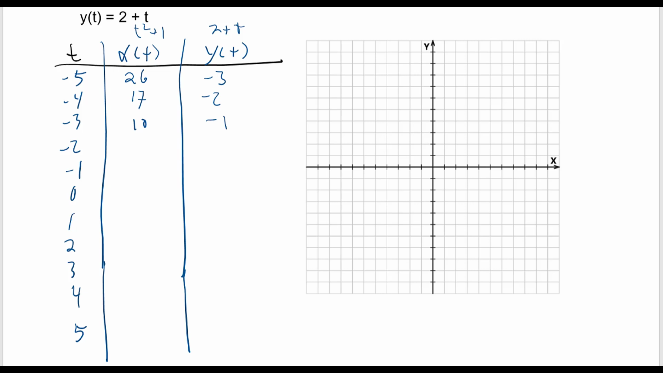-2 squared is 4, plus 1 is 5. -2 plus 2 is going to be 0. -1 squared is 1, plus 1 is 2. And then 2 plus -1 is just 1. And then 0 squared plus 1 is 1. 2 plus 0 is 2. 1 squared plus 1 is 2. 1 plus 2 is 3. 2 squared plus 1 is going to be 5.